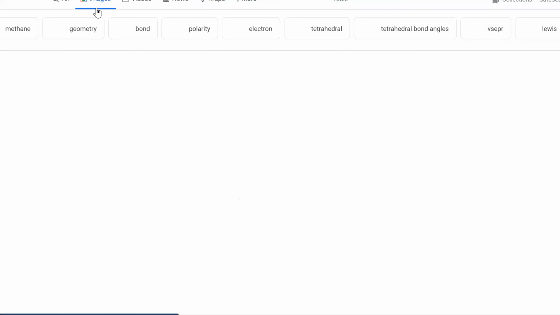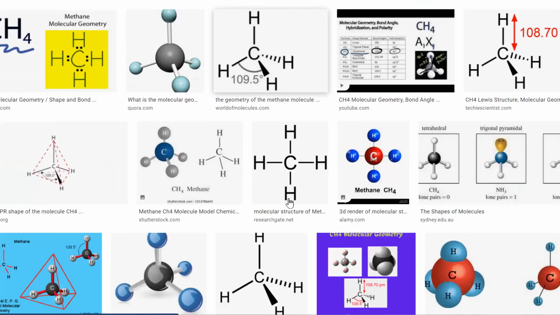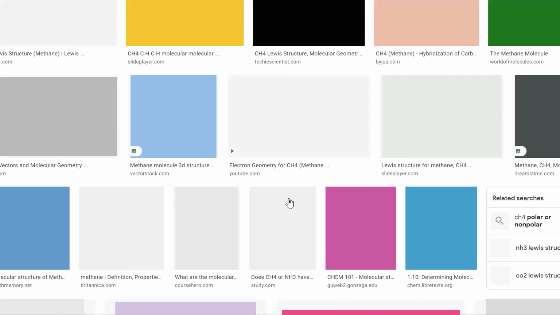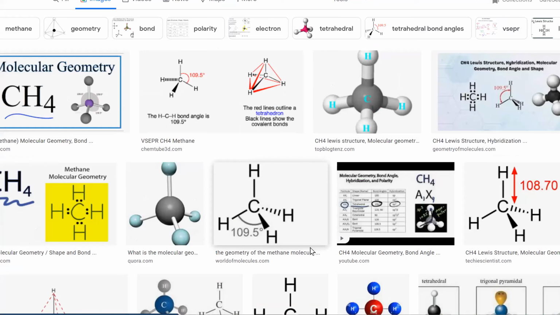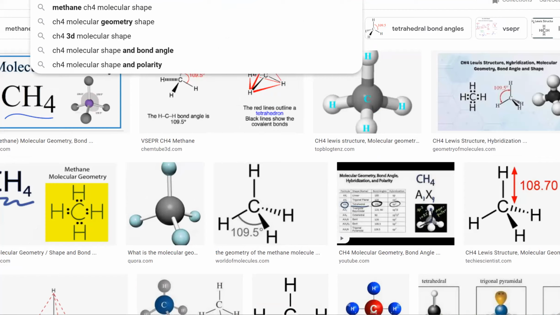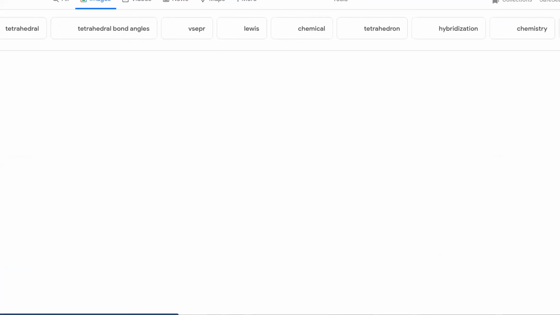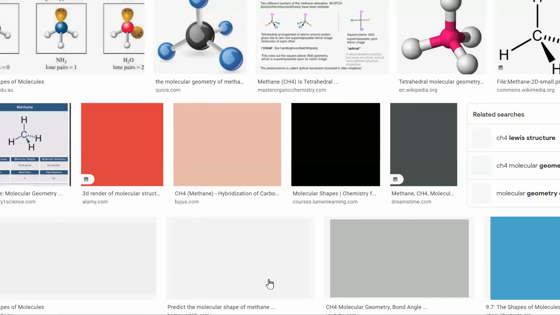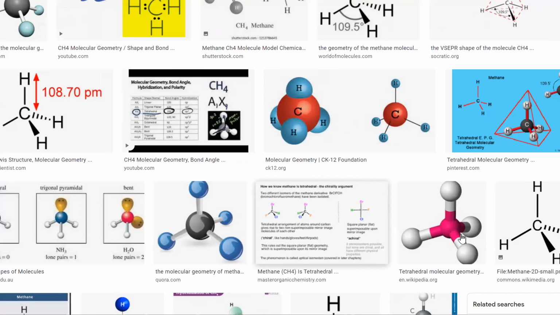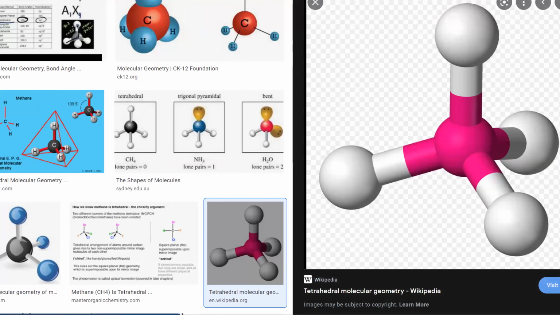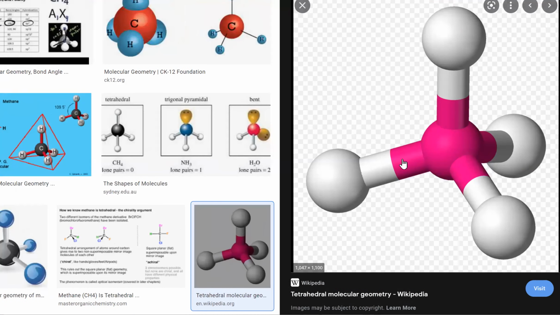So anyways, let's take this shape. The point I'm trying to make is that if you have a molecule, the bonds are as far away from each other as possible. So it's like a pyramid with one bond sticking on top of it.